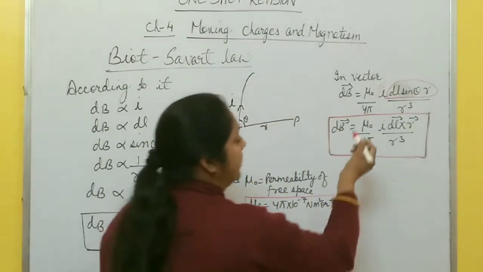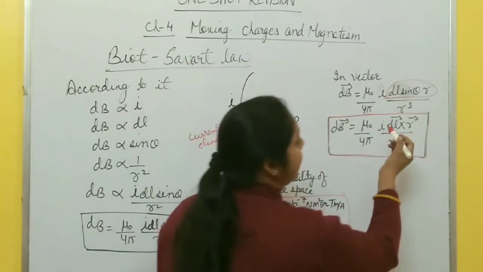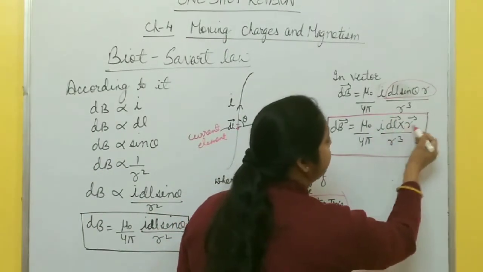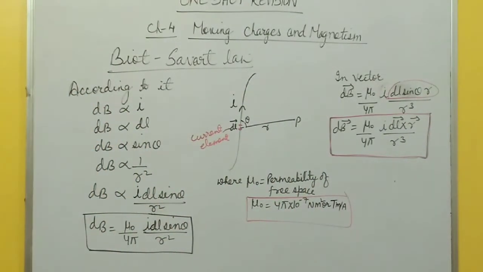Now from here it's clear what the direction of this magnetic field is. It is along the direction perpendicular to this dl cross r. So first take a screenshot, then I will discuss its direction, right?